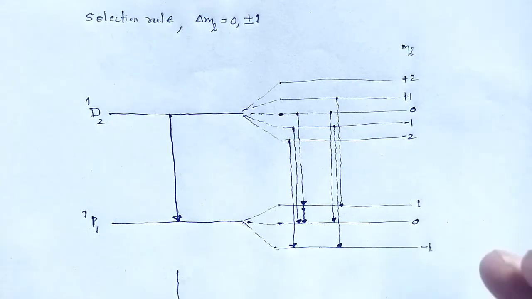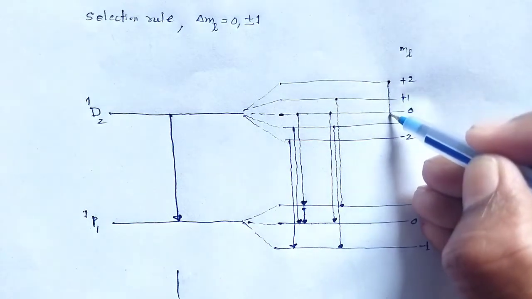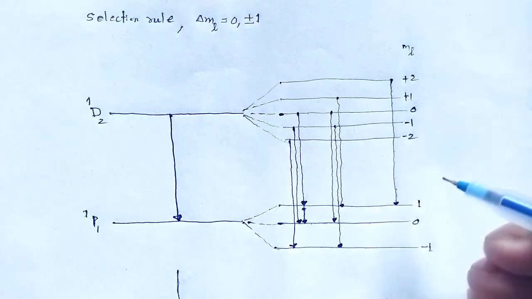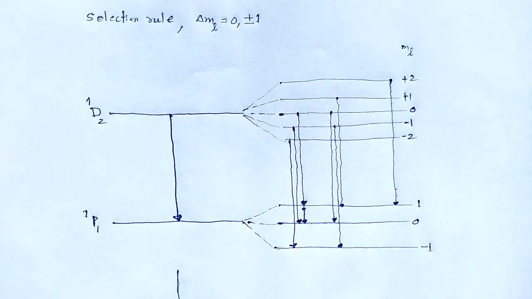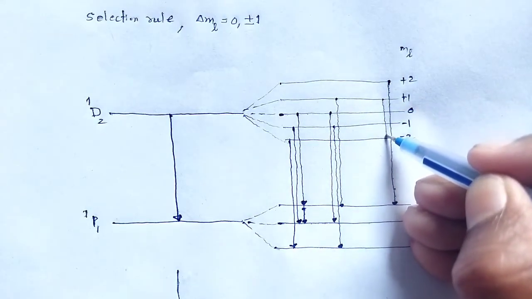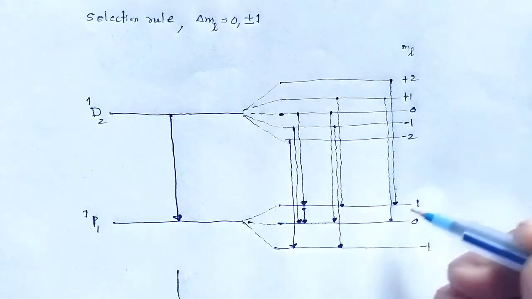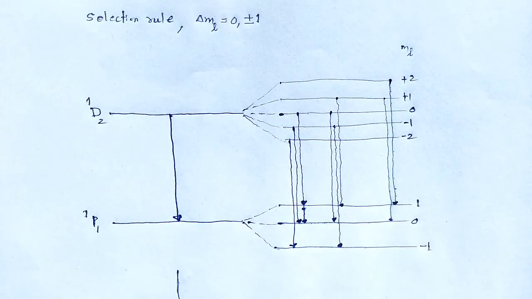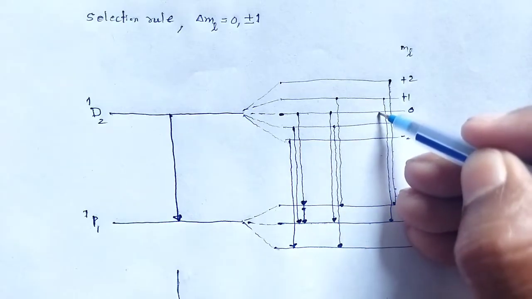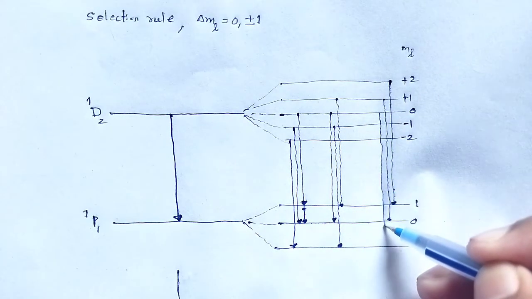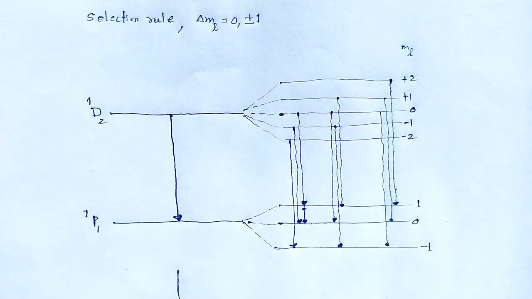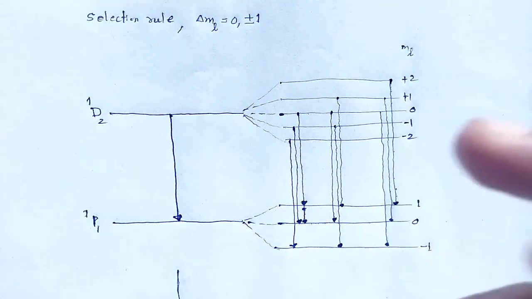Next, plus 1. Plus 1 means 2 to 1, then 1 to 0, then 0 to minus 1. The result will be plus 1. These are the allowed transitions.